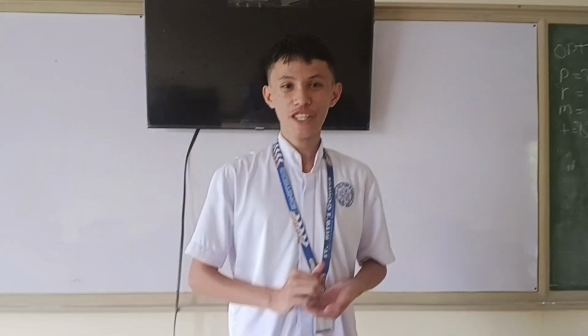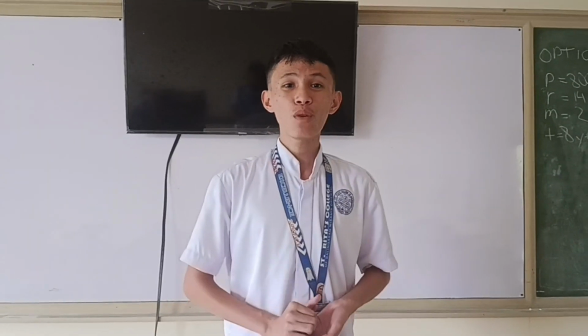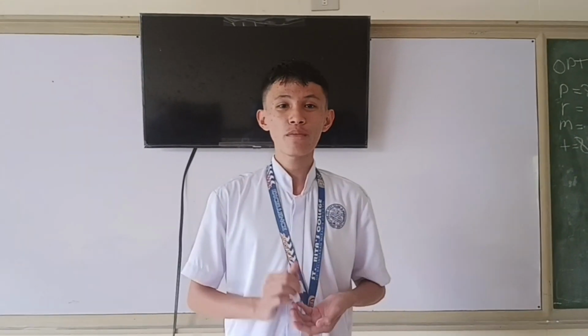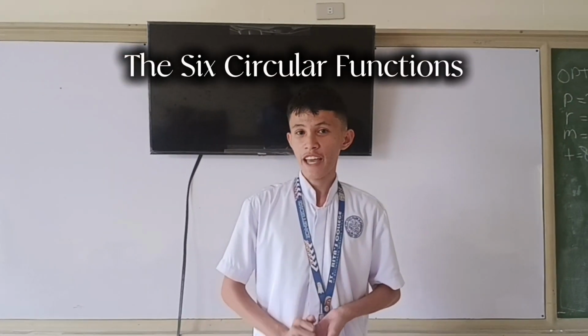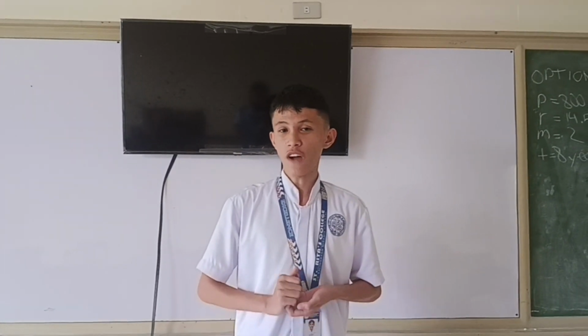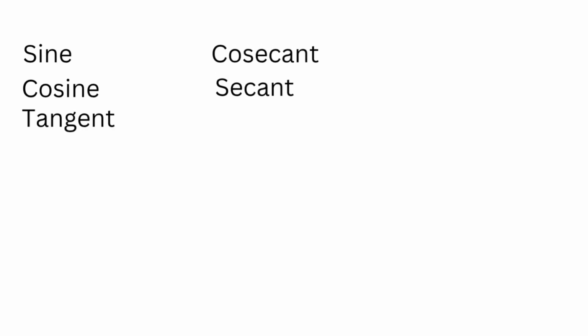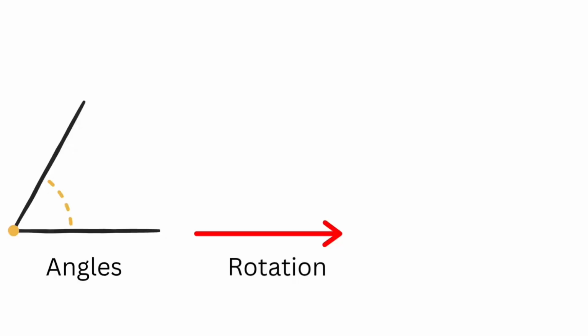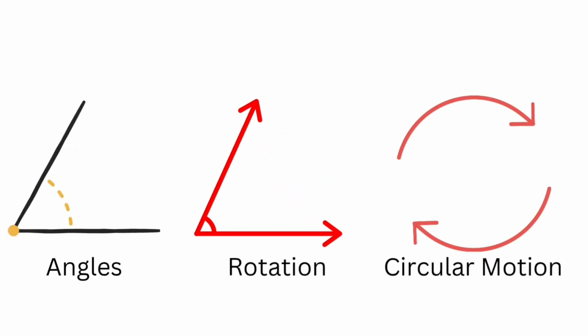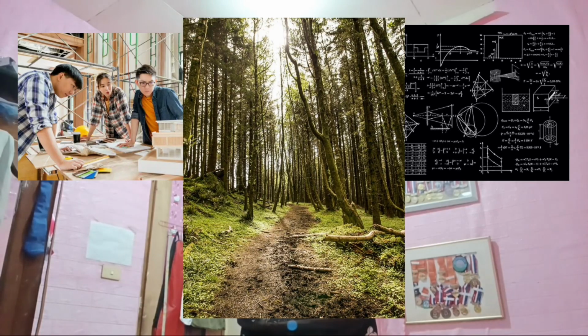We are your student teachers from STEM, and today we will be your guides in understanding one of the most important topics in pre-calculus, the six circular functions, also called the trigonometric functions. These functions, sine, cosine, tangent, cosecant, secant, and cotangent, help us understand angles, rotation, and circular motion. They're everywhere in architecture, physics, and even in nature.